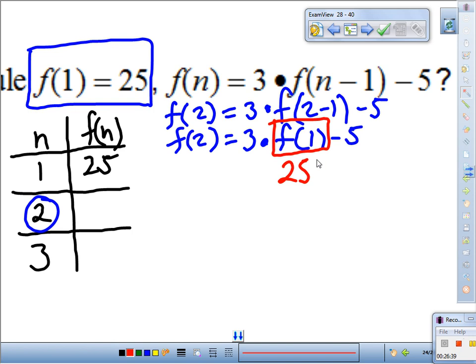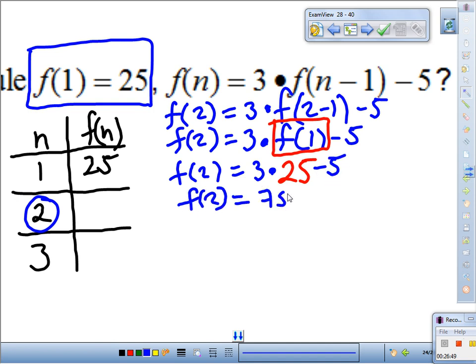25. That goes right there. I bring everything else down. F of 2 equals 3 times 25 minus 5. F of 2 equals 75 minus 5. What is 75 minus 5? 70. And that goes right there.